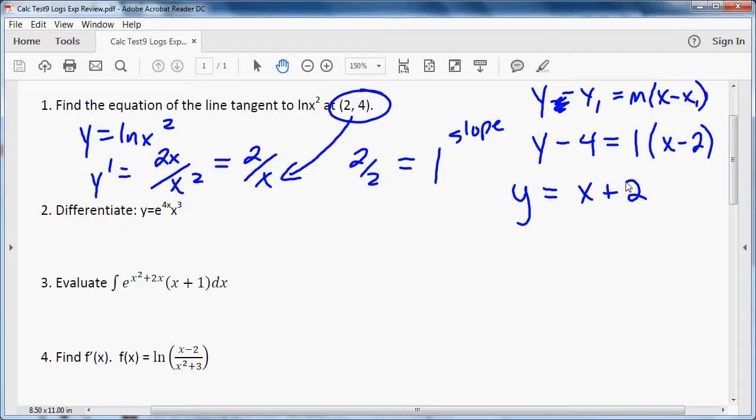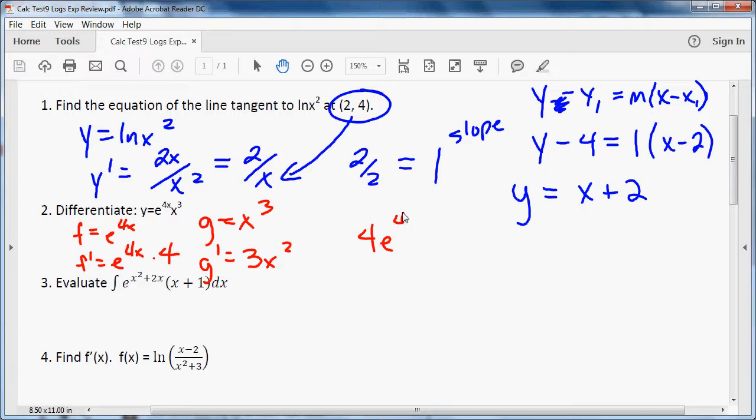Next up, we're told to differentiate, meaning take the derivative of e to the 4x times x cubed. We will need the product rule for that. Our f will be e to the 4x. The derivative of that will be itself times the derivative of the exponent. G will be x cubed. G prime will be the derivative of that, 3x squared. So we do f prime, which I'm going to write as 4e to the 4x times g, x cubed, plus f times g prime, so I'll write it as 3x squared e to the 4x.